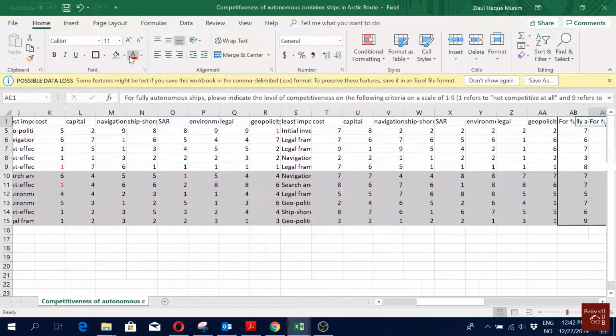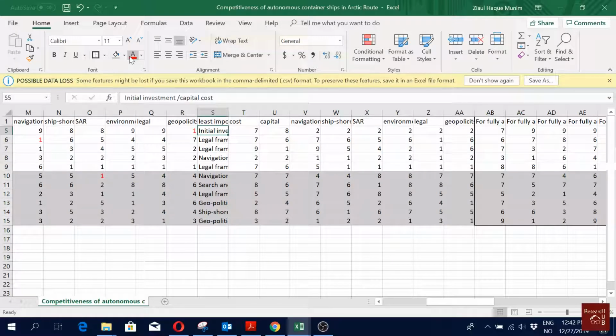Like here we have the least importance, right? So here, let's say, for instance, this respondent said initial investment. Okay, it reflects the capital, so it should be one. We updated this. Legal framework, it is one here. Legal framework is one. Navigation, it is one here, that is correct. Legal framework, again one, it is correct. Navigation, it should be one, right? So we have updated it. Search and rescue, it should be one, that's correct. Legal framework, it should be one here, so we have updated it. Geopolitics, it should be one, that's correct. And then ship to shore, it's one, that's correct. And geopolitics again is one, that's correct.